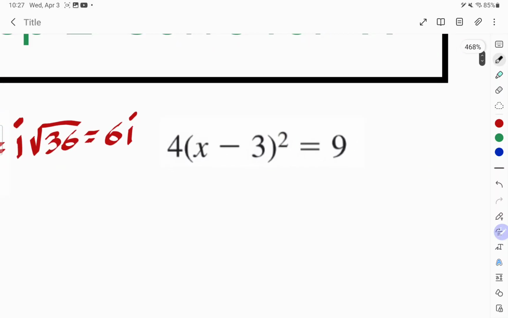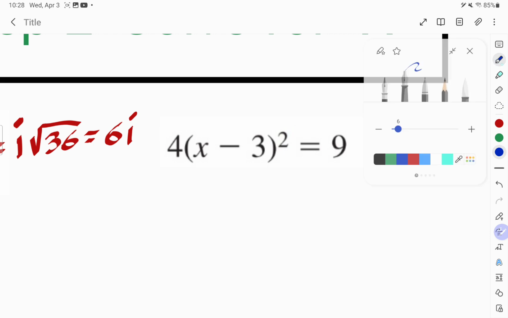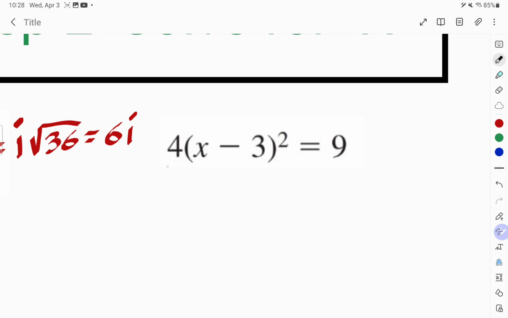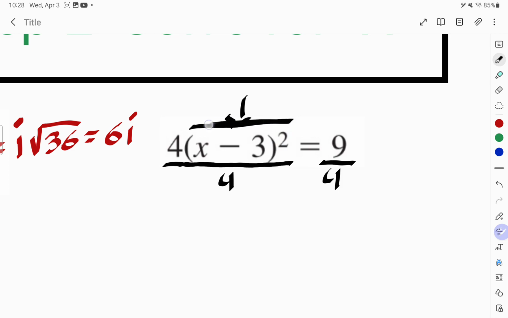The very last problem is going to be slightly different. This is an extra step actually. Before I even square root both sides, I'm going to go ahead and divide by 4 because I want to leave this entire thing alone. So let's go ahead and do this.